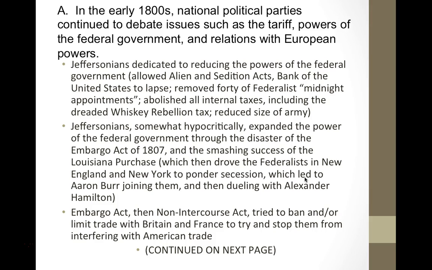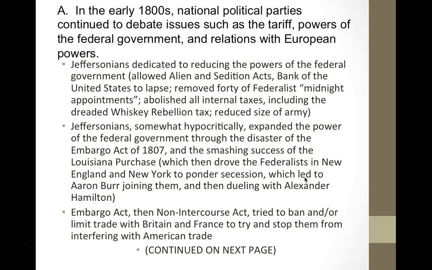The Louisiana Purchase, which obviously we spent a lot of time talking about, really forced Jefferson to take a loose interpretation of the Constitution, whereas as a general rule he believed in a strict interpretation of the Constitution. That's going to drive the Federalists in New England to think about secession, which is going to lead to Aaron Burr joining them, which is going to lead to Alexander Hamilton ratting out Burr, and in the end lead to Hamilton and Burr's duel, in which Hamilton will be shot and killed.